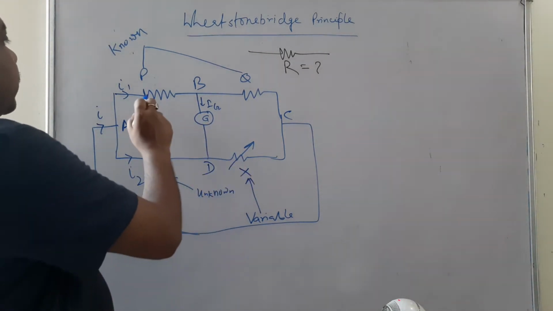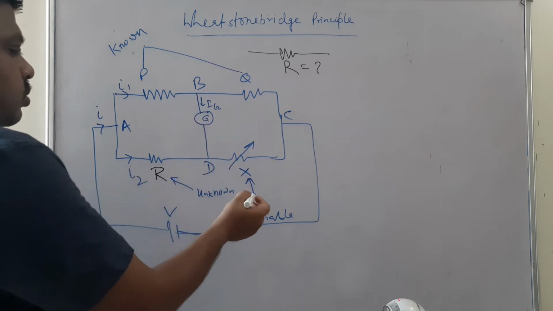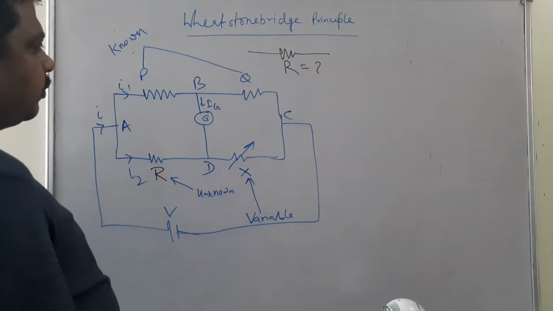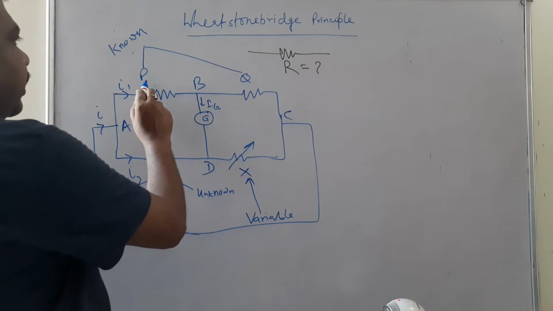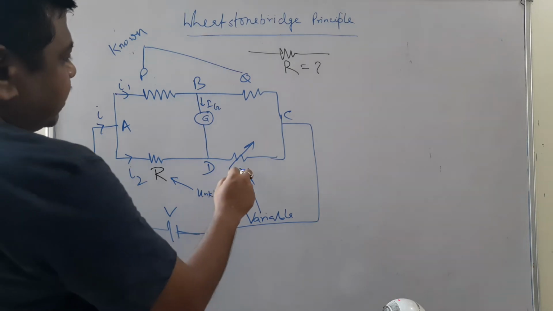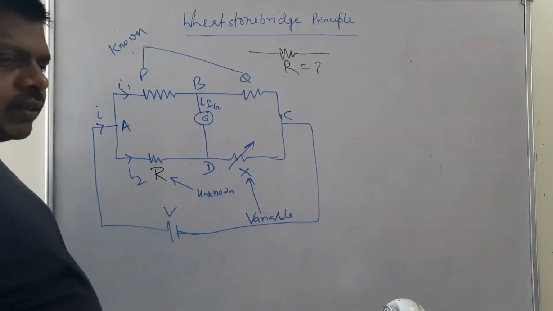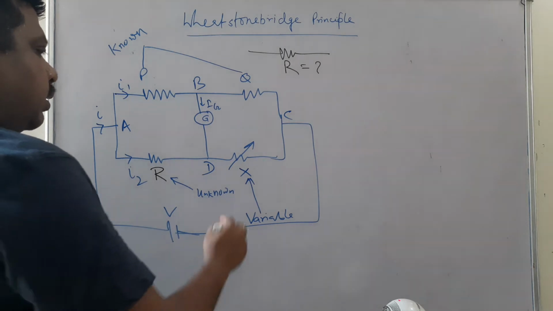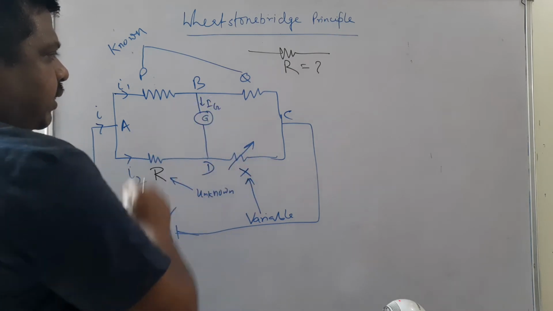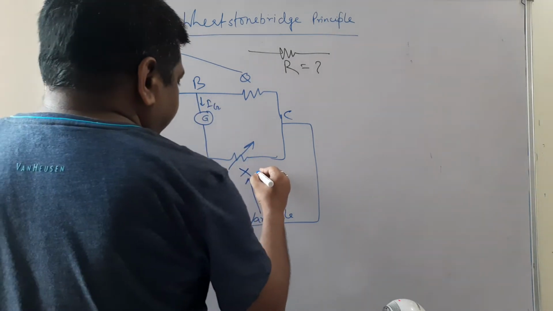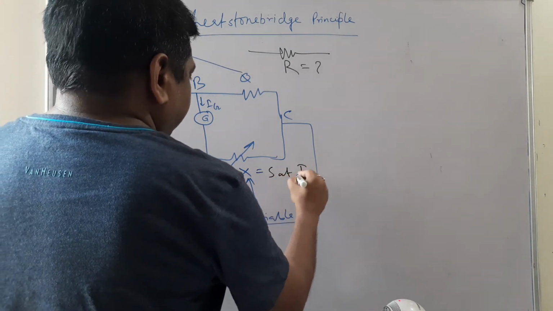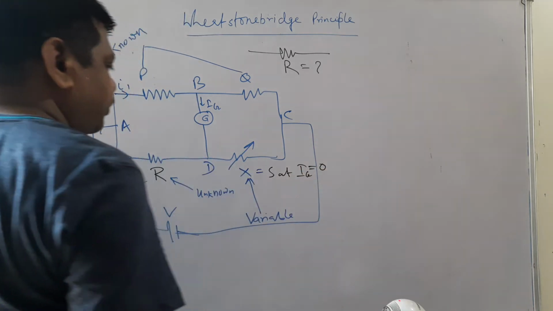Now what I told you, these two resistances are known. So if you change this X, what will happen? Since P and Q are constant and R is also constant, if you change this X, that Ig will change, right? You change this variable X until Ig is 0. Let's say X equal to S at Ig equal to 0.